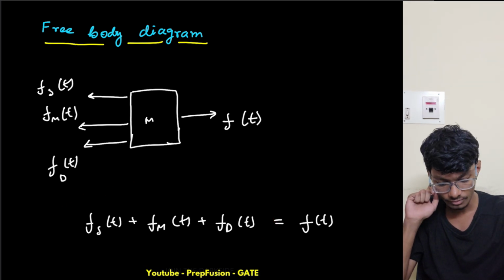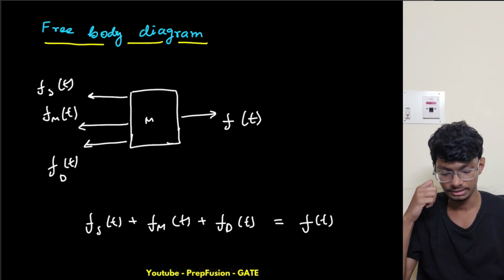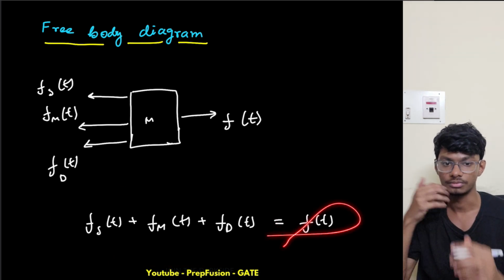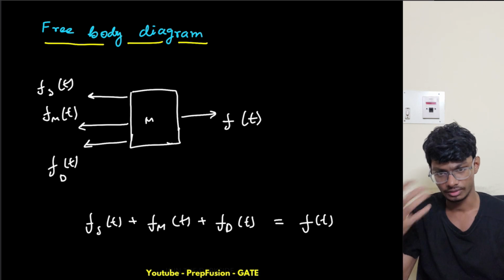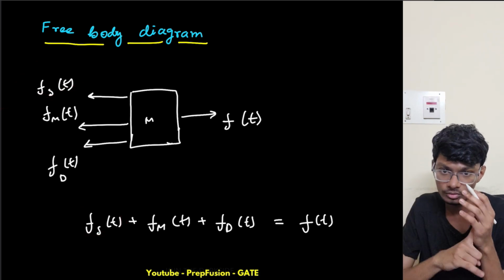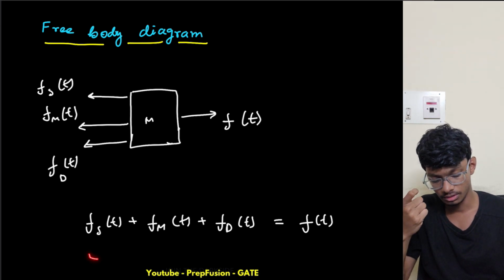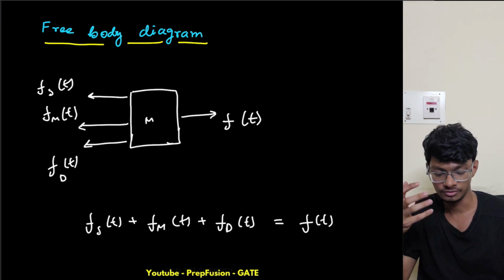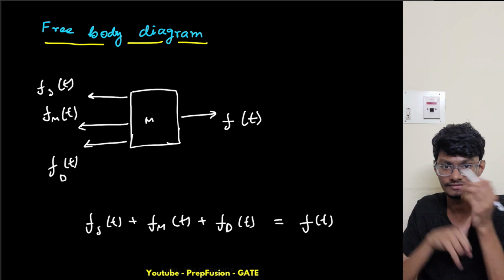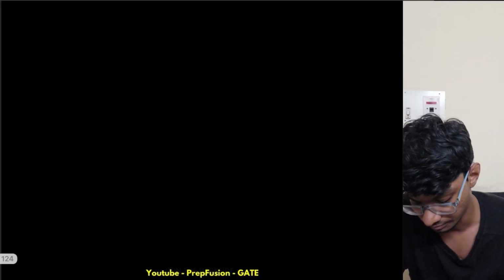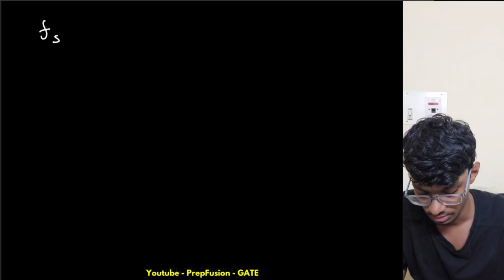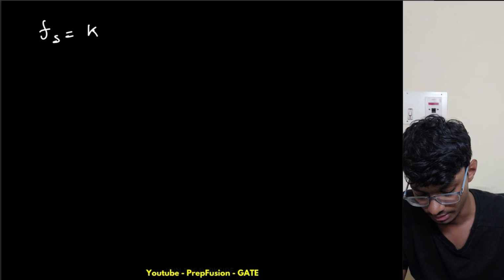So now what response do I want to see? The input is only one, but what response do I want to see? I will choose the spring force. Basically I want to see the spring force. So I will make all these forces in terms of Fs, so that I can write a differential equation in terms of Fs only. So what is Fs equal to? The spring force Fs equals k into x.